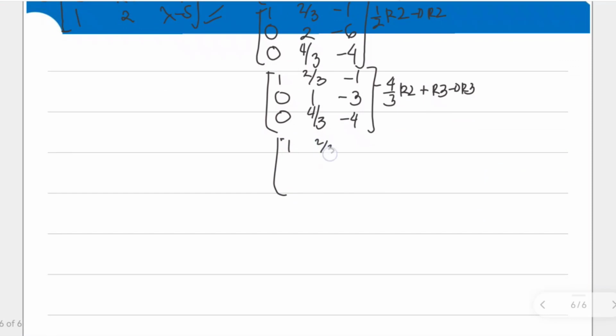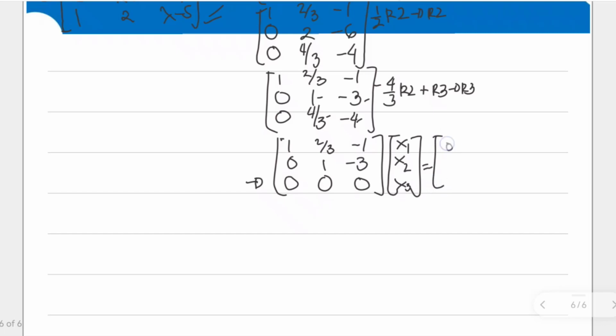You have 1, 2/3, negative 1, 0, 1, negative 3, 0, 4/3, negative 4. Negative 4/3 times 1 is negative 4/3 plus this 0. Here comes the process. Negative 4/3 times negative 3 is positive 4 plus negative 4, 0. We have here a row of zeros. This means that we can now safely return here and analyze that since there are no entries here aside from 0, x sub 3 can be assigned as an arbitrary constant. So let x sub 3 be t.